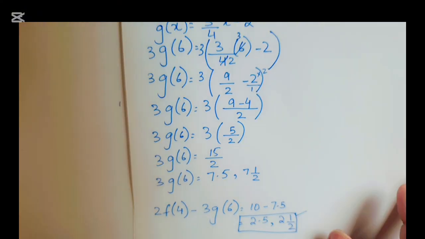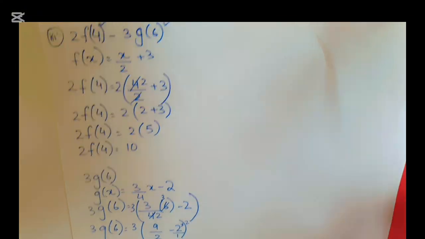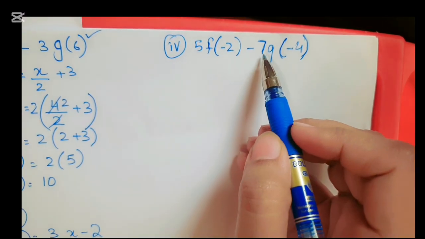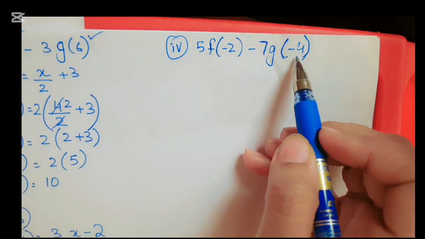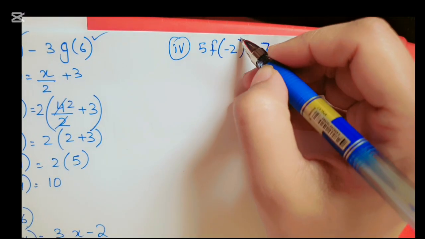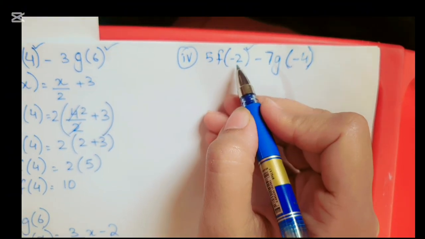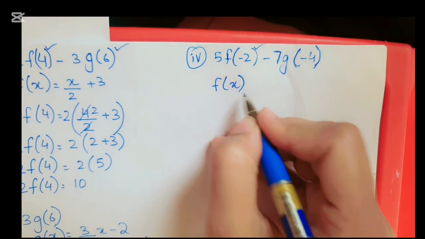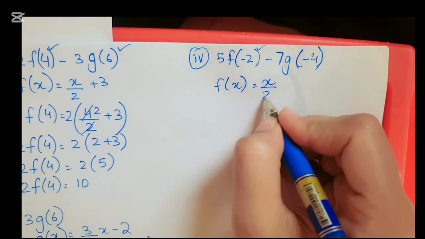Now move to part 4. Okay, now this is part 4. 5f(-2) minus 7g(-4). Okay, first of all we have to solve this. In place of x we will use minus 2. Okay, what is the function? f(x) is equal to x upon 2 plus 3.